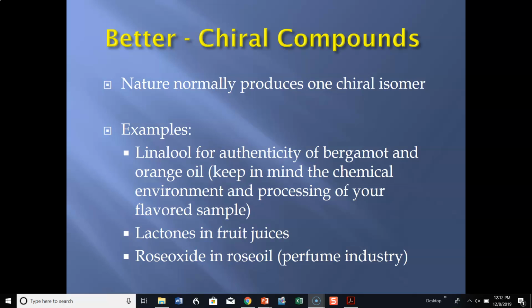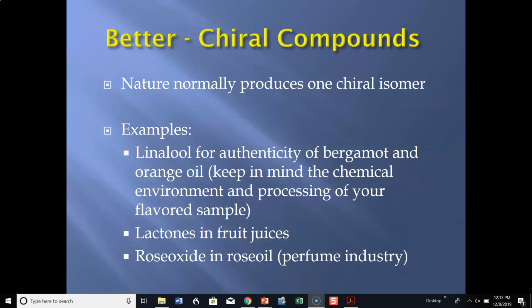But actually a better way is to look at chiral compounds. They tend to be very unique. One plant may produce one chiral form of a chemical, another plant may produce a different chiral form. If there's organic synthesis around a chiral center, you'll have a racemic mixture. So it's really a useful technique, and we can separate chiral compounds by gas chromatography.